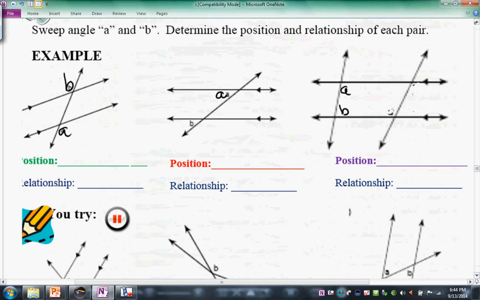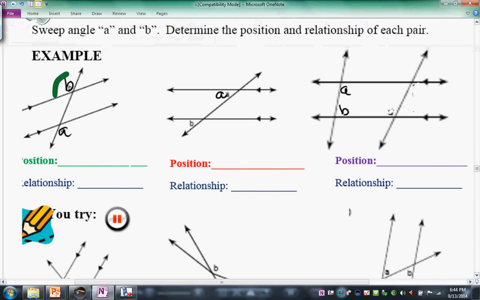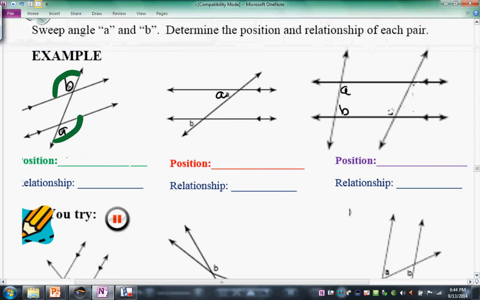So what we're going to do is we're going to come over here, we're going to sweep A and B and determine what relationship they have and the position. For example, let's sweep A and B. Their position, they are alternate exterior angles. And when lines are parallel, the relationship is they are congruent.